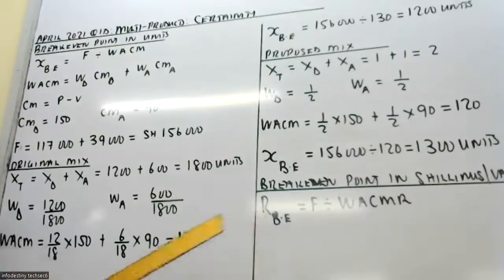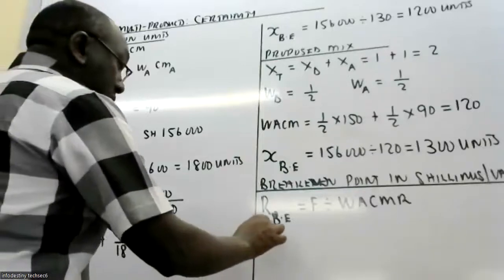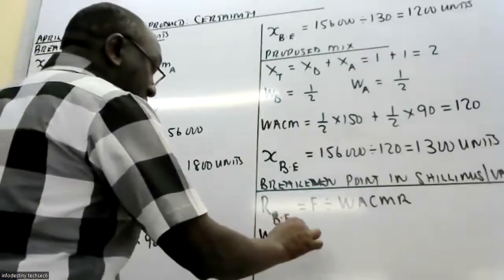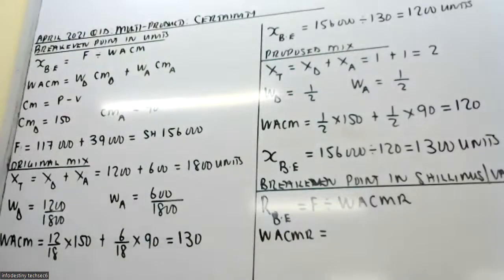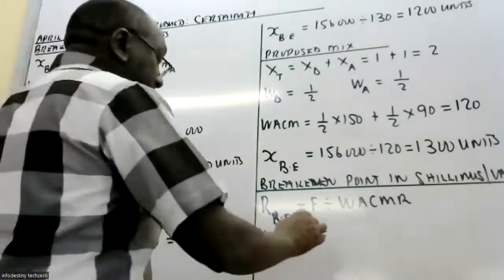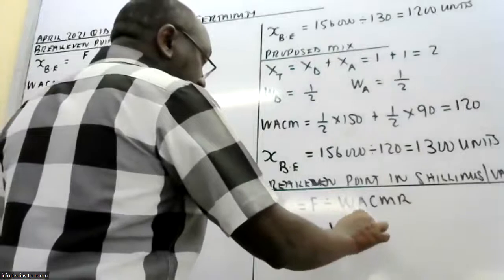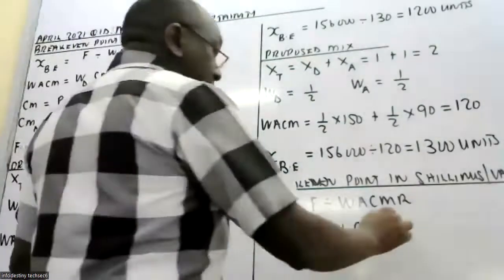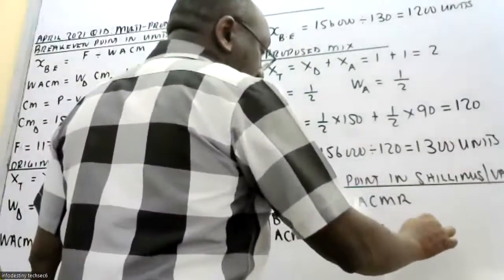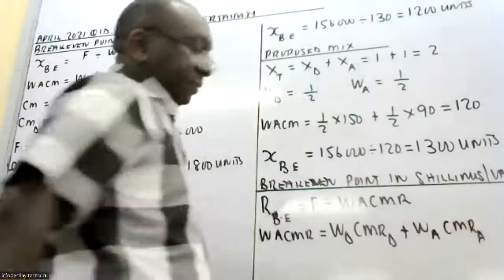So we already know our F. WACMR we do not have given, so we have to compute. So it will then be the weight of product D times the contribution margin ratio of product D, plus the weight of product A times the contribution margin ratio of product A.